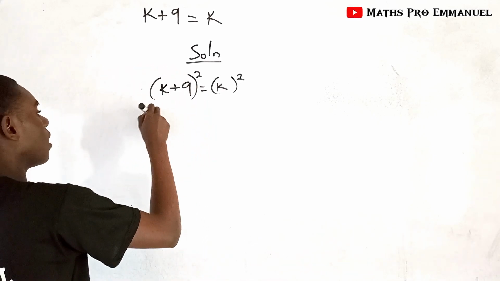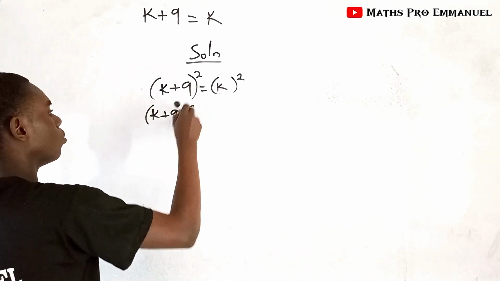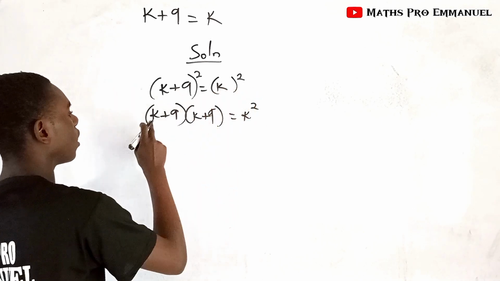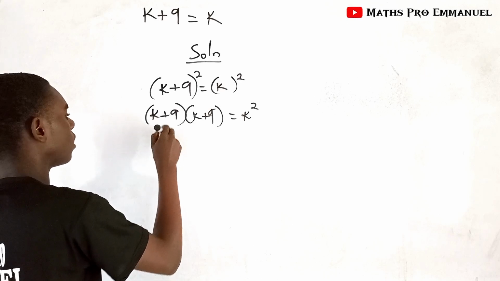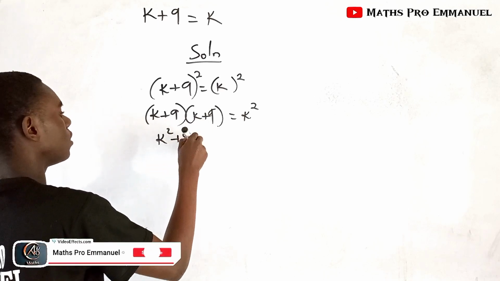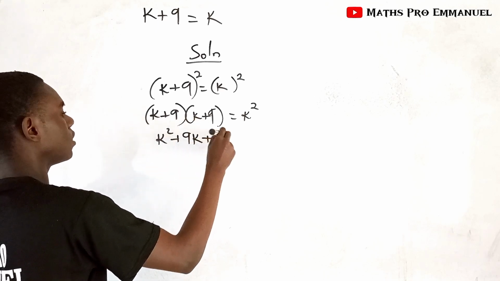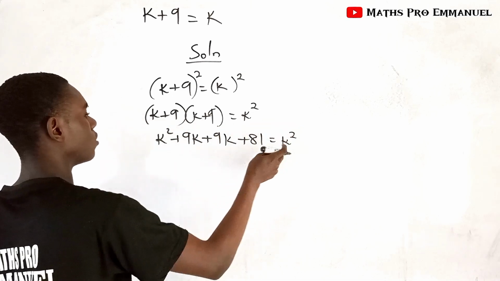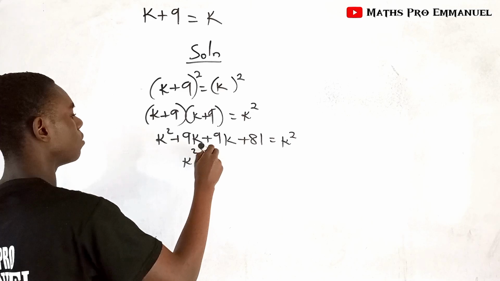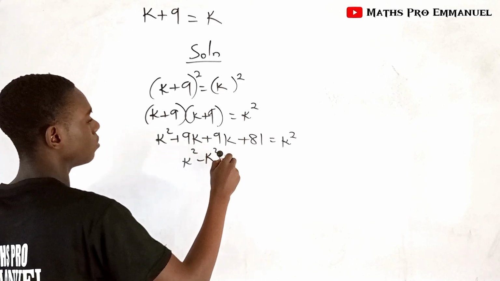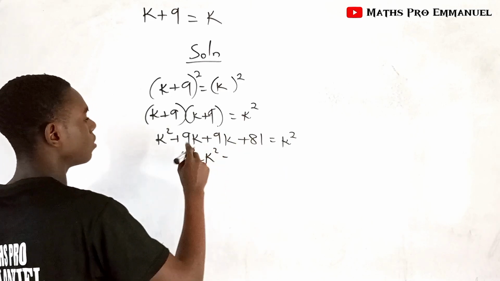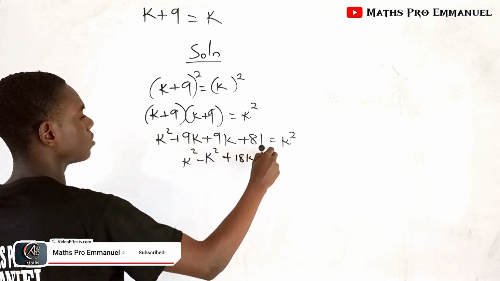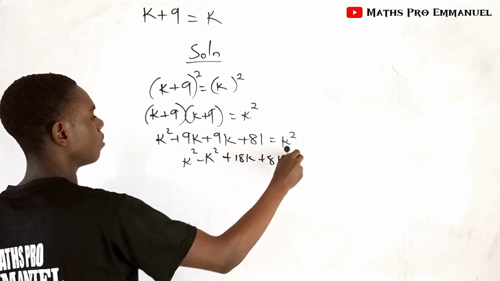In squaring both sides, I have k plus 9 times k plus 9 equal to k squared. Now to expand this, k times k is k squared, k times 9 is 9k, 9 times k is 9k, and 9 times 9 is 81. This will be equal to k squared. So I can move k squared here, and k squared minus k squared is 0, plus 9k plus 9k is 18k, plus 81 will be equal to 0.